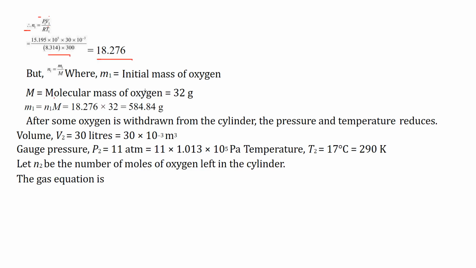Now this N1 is what? This mole is M1 by capital M. So this is the initial mass of the oxygen, and this is the molecular mass of oxygen, which is actually equal to 32. So this 18.276 will be equal to M1 by 32. Multiply this with 32, we get M1. So M1 is 18.276 into 32, you get 584.84.